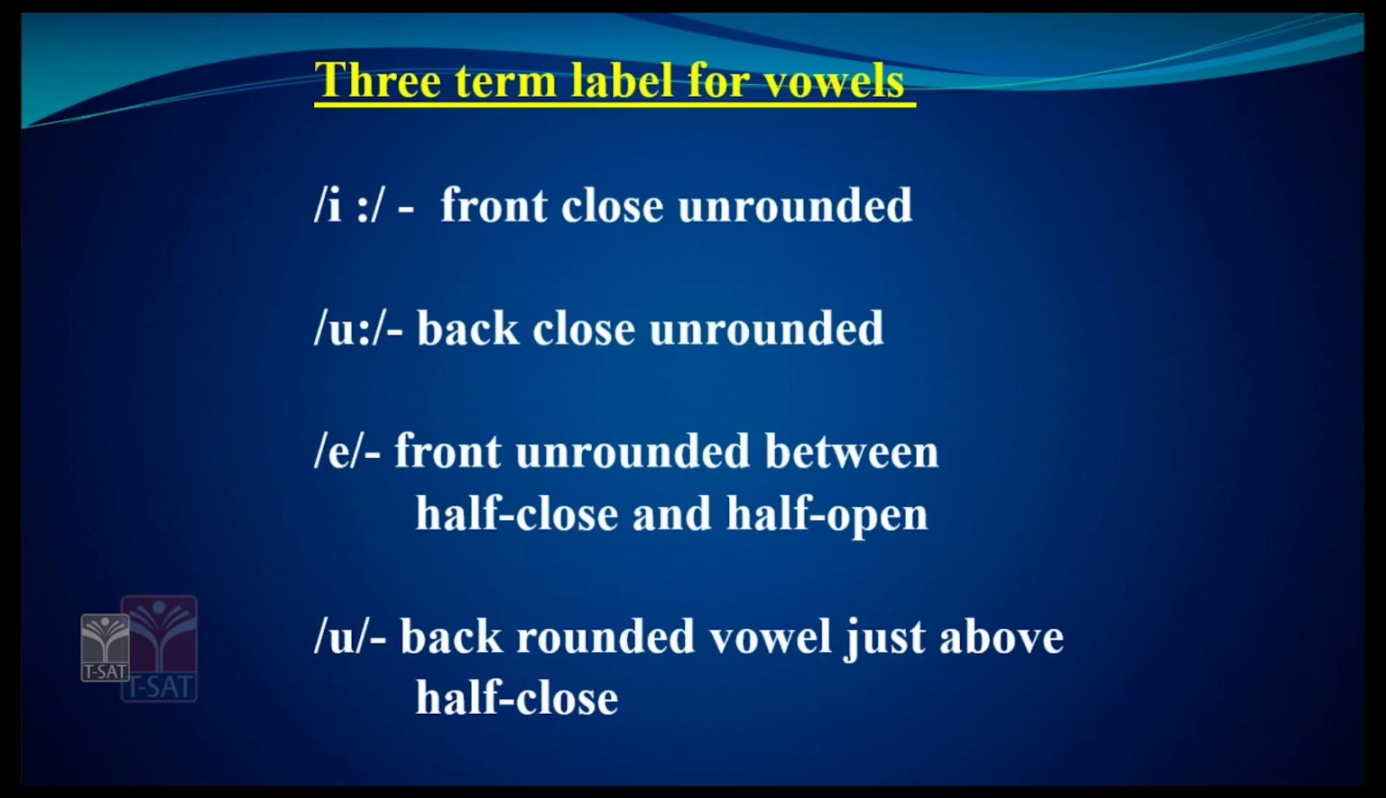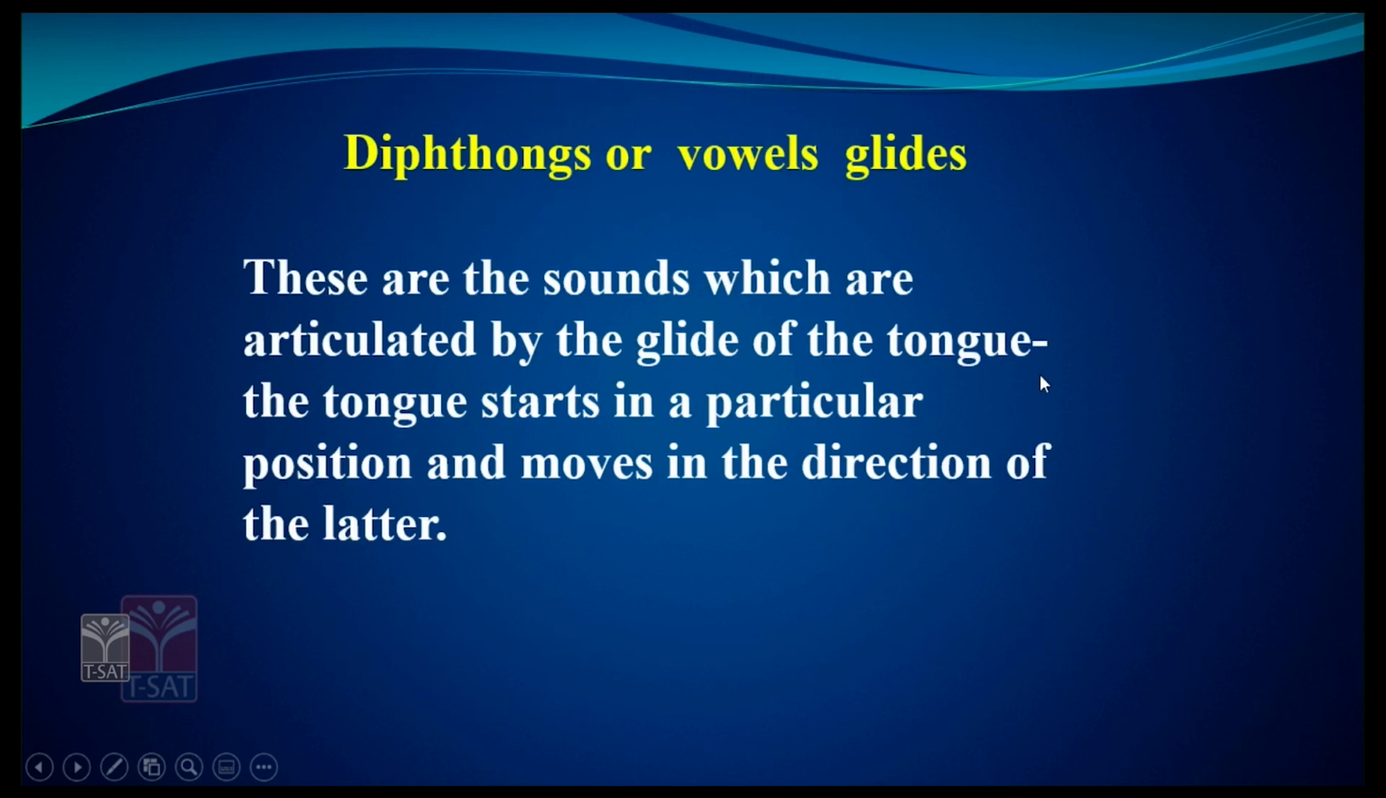We can give three-term labels for vowels, as i: is front close and unrounded, whereas u: is back close and rounded, and e is front unrounded between half close and half open, and ɔ: is a back rounded vowel just above half close. The other area in vowels is diphthongs or vowel glides.